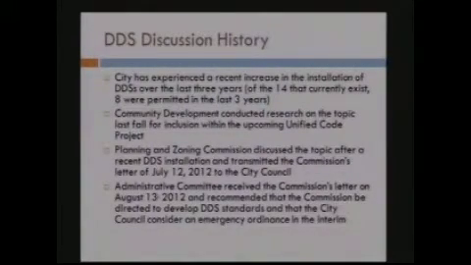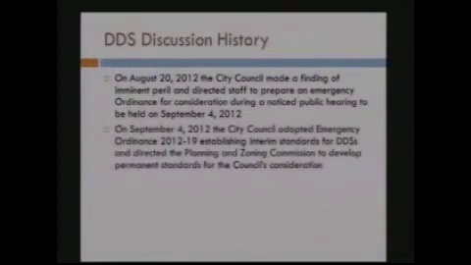The Administrative Committee of the Council received the Commission's letter on August 13th of last year and recommended the Commission be directed to develop standards for this type of signage, and that the City Council consider an emergency ordinance in the interim stage. The full Council received that report and recommendation on August 20th of last year, and at that meeting the Council made a finding of imminent peril and directed staff to prepare an emergency ordinance for consideration during a noticed public hearing to be held on September 4th of 2012. On that evening, the Council adopted Emergency Ordinance 2012-19, which we'll talk about a little bit later, which established some interim standards for these types of signs and directed the Planning and Zoning Commission to develop permanent standards for the Council's consideration.